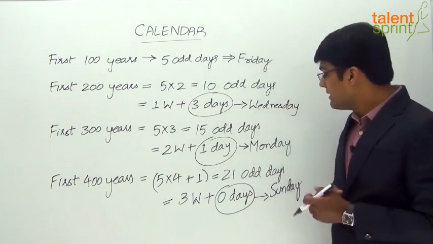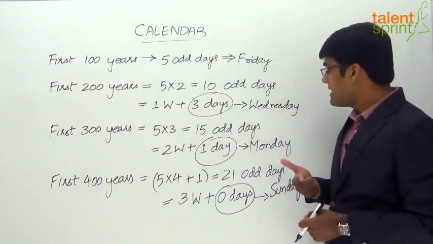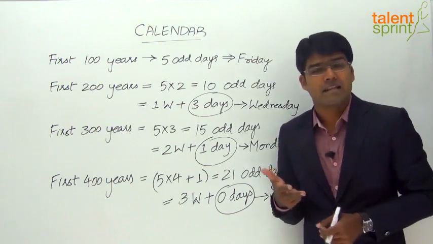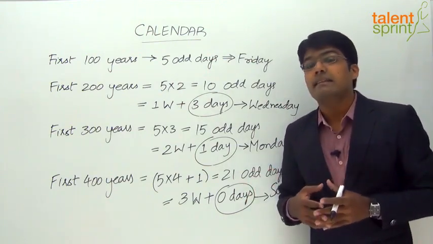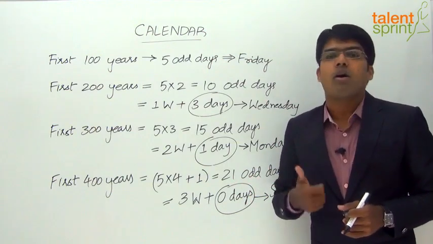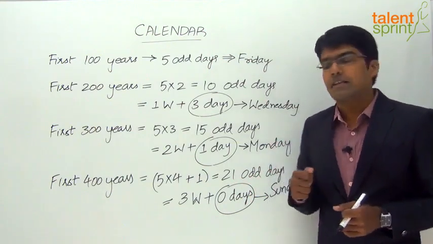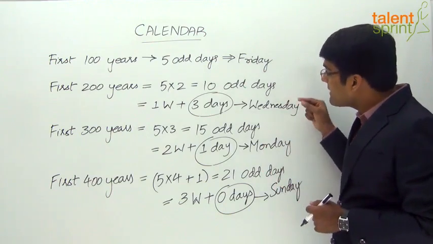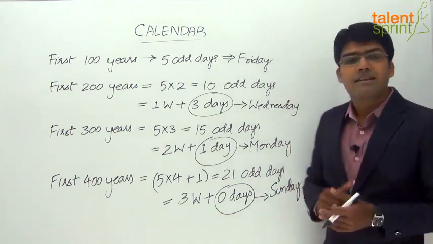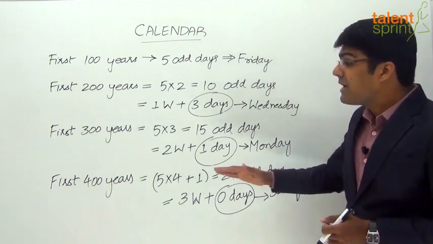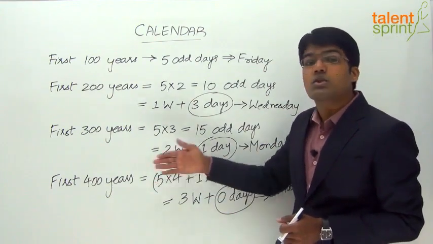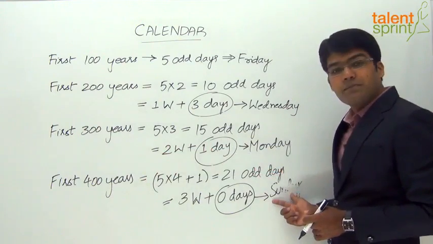What are the remaining days here? Tuesday, Thursday and Saturday. So that's an important point now. The last day of a century can never be a Tuesday or a Thursday or a Saturday. It should be either a Friday or a Wednesday or a Monday or Sunday. And the other important point that we can observe here is the last day of every 4th century will be a Sunday. Yes or no?